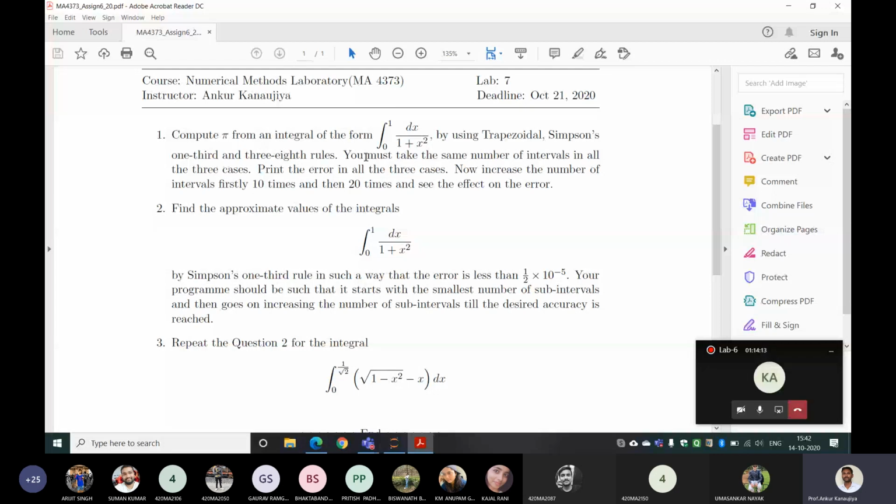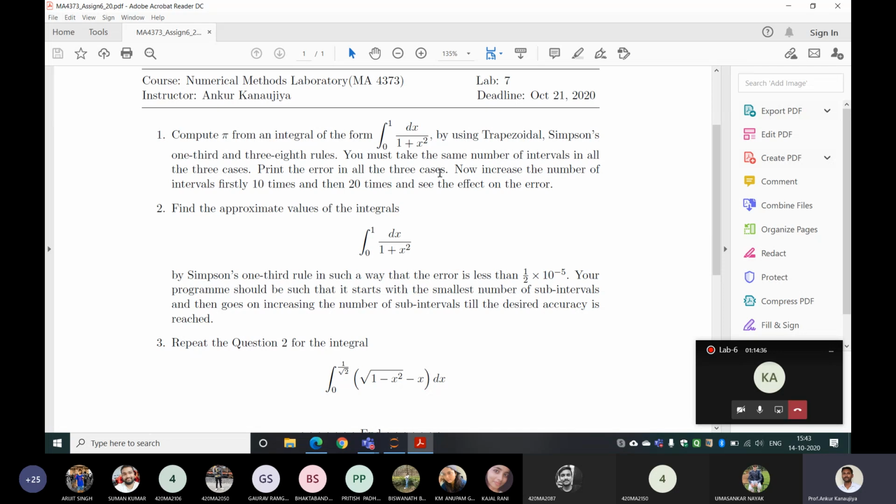And here it is also written that you must take the same number of intervals in all 3 cases. Like if you are using trapezoidal, Simpson, or 3 by 8, you have to use the same. So out of 3, I will explain only one, the remaining are almost the same. Then you have to print the error in 3 cases. You know the exact value of pi. With the help of that, you can calculate the error.